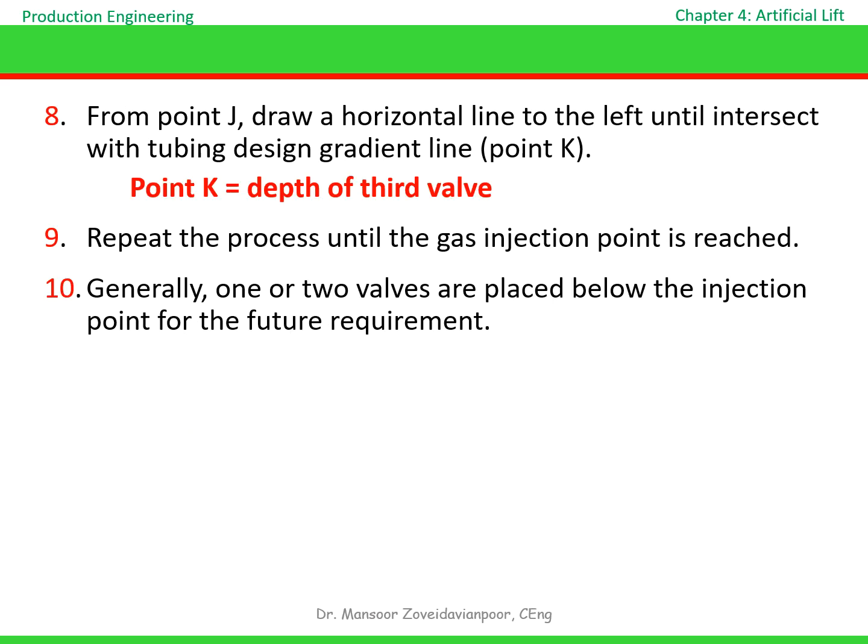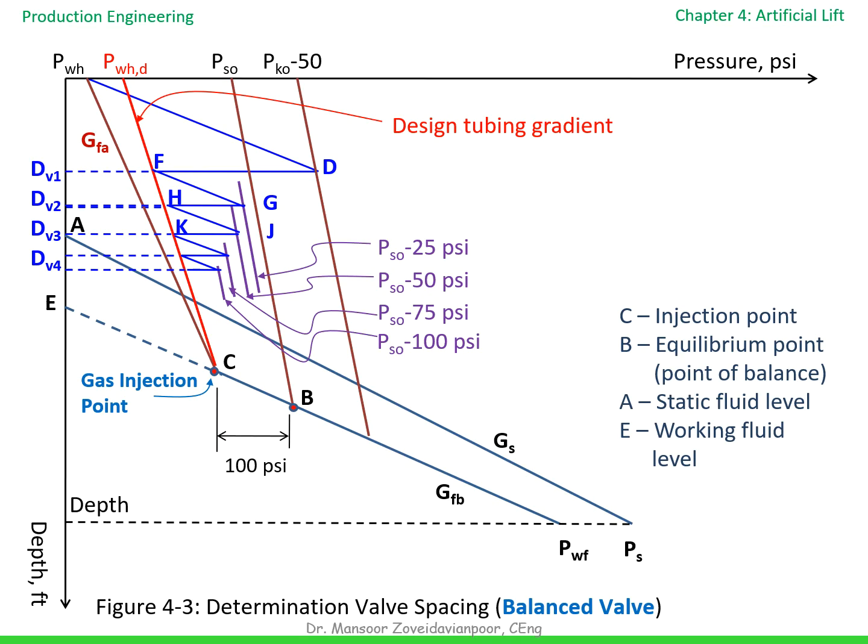The process continues until we reach the operating valve. Here, point K gives the depth of the third valve. We keep repeating the same construction steps until the gas injection point is reached. In practice, engineers often place one or two extra valves below the operating valve to provide flexibility for future changes in well performance. This is the complete valve spacing design on a single plot.